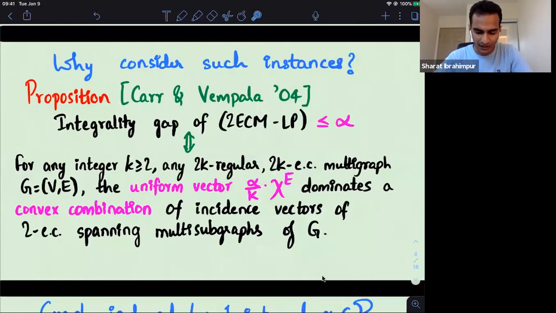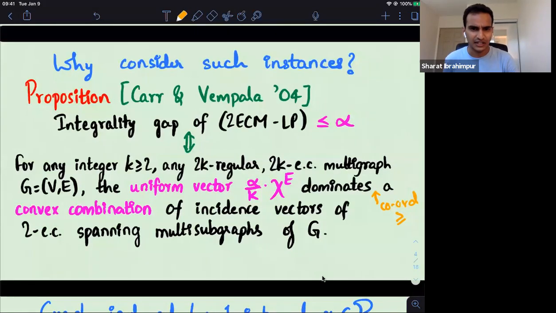So here's a proposition by Carr and Vempala from 2004. What they show is that the integrality gap of 2ECM LP is at most alpha. Let's say if you want to bound the integrality gap for 2ECM, then it suffices to show that for any positive integer k that is at least 2, and any 2k-regular, 2k-edge-connected multigraph G, if you consider the uniform vector, where I place a mass of alpha over k on all edges in this graph G, this uniform vector dominates a convex combination of incidence vectors of 2-edge-connected spanning multi-subgraphs of G. Here, by dominates, I mean that it is coordinate-wise greater than or equal to.